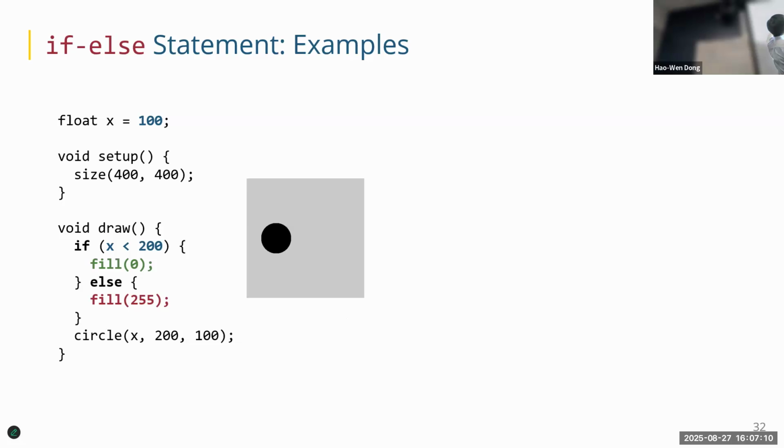Float x equals 100. So this is initialized as 100. So if you have this block of code, if x is smaller than 200, in this case, x is 100, so it's smaller than 200, then you fill 0. So now the color becomes black. So when you draw the circle, you get a black circle.